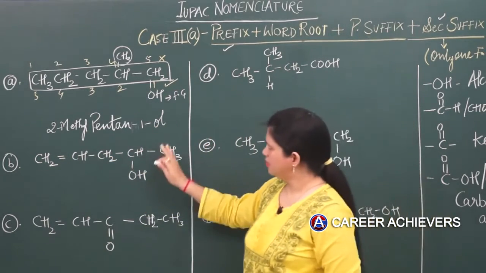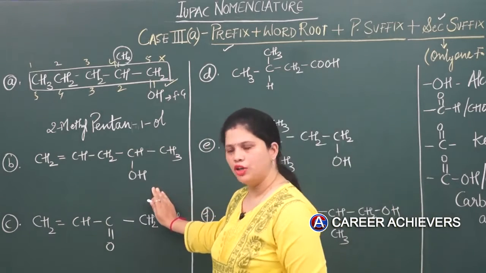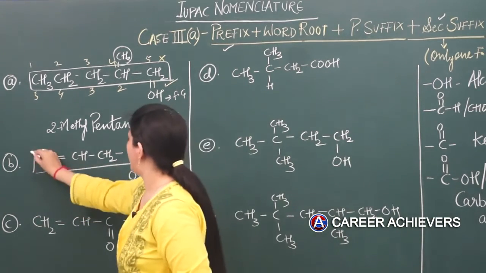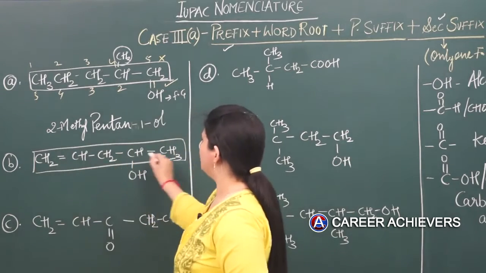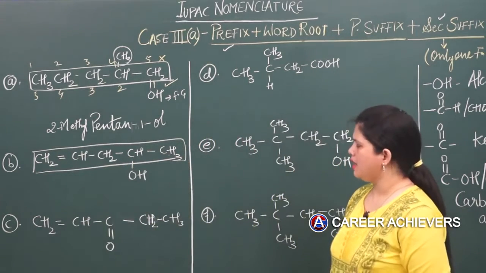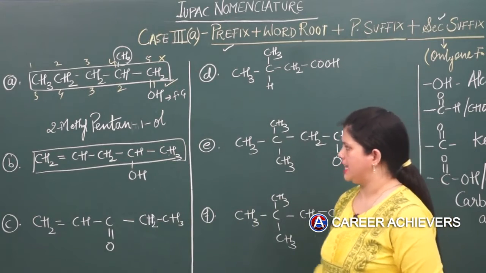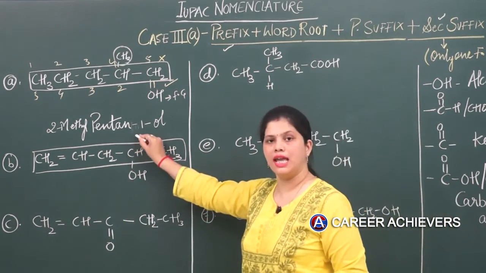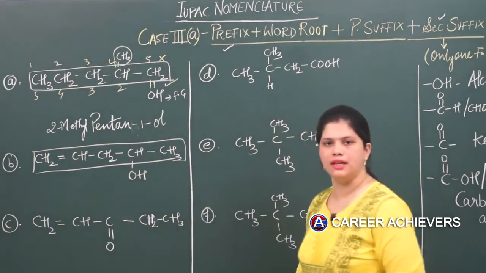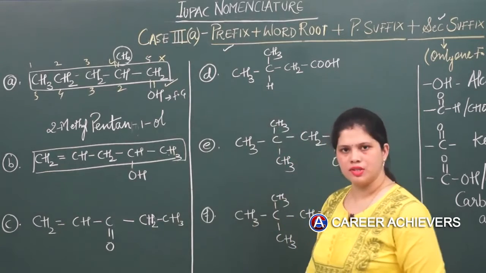On the same explanation, this molecule can also be done. In the straight chain, how many carbons do we have? If we count, again we have 5 carbons in the straight chain, but one thing is different: we are not having any prefix here because no methyl is lying outside the chain, so the prefix is not there.